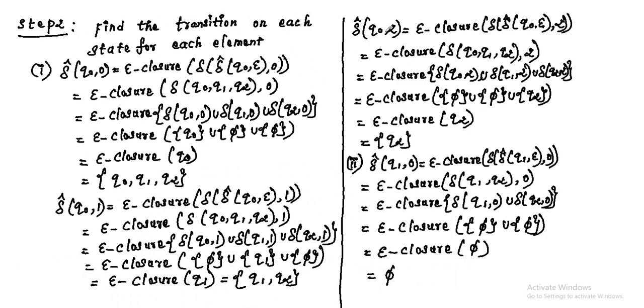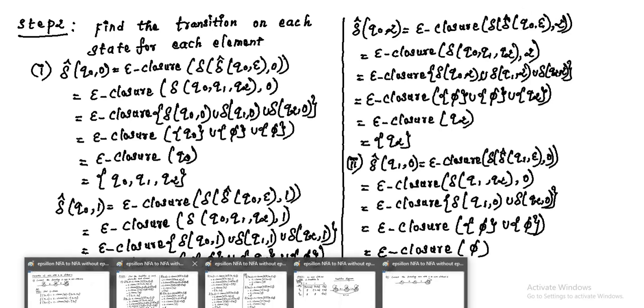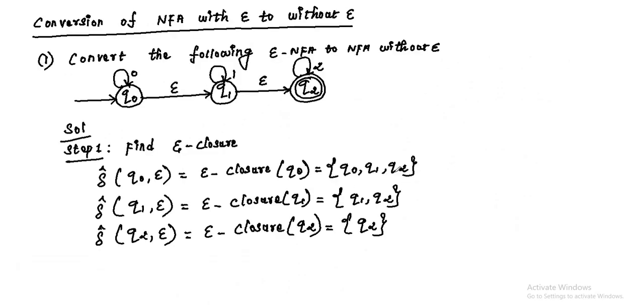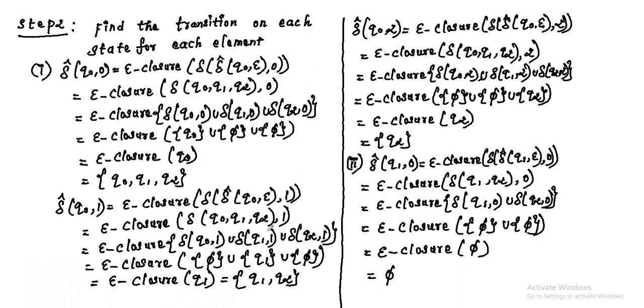So δ̂(q0, 2) equals epsilon closure of, applying the extended function, δ̂(q0, ε, 2). Next step, epsilon closure of q0, ε. So epsilon closure of q0 is {q0, q1, q2}. Here you write {q0, q1, q2}, comma 2. So input is 2 here.